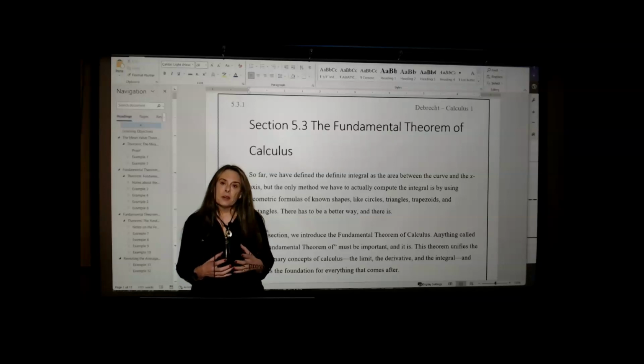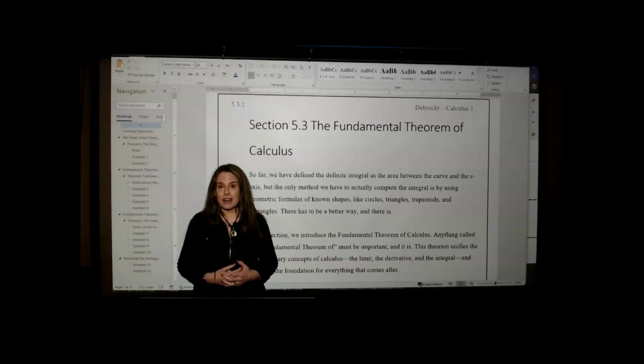The fundamental theorem is divided into two parts. In the first part, we'll need the mean value theorem for integrals in order to prove it. In the second part, we need the regular mean value theorem. As I said, the mean value theorem is a foundational theorem in mathematics. The fundamental theorem of calculus is the foundational theorem in calculus.